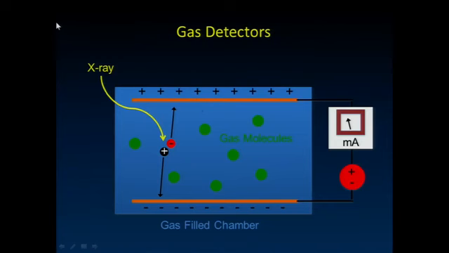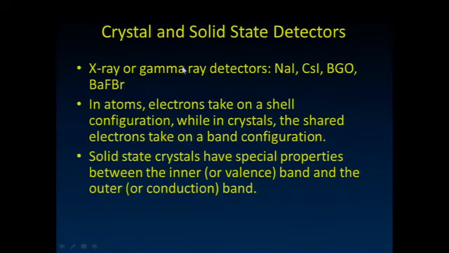A gas detector is pretty simple. X-ray comes in, interacts with the xenon gas here, liberates some charge, and we just measure the amount of charge, which is proportional to the X-ray energy that was detected. Crystals and solid-state detectors, there's a number of them that we'll hear and talk about in different imaging: sodium iodide, cesium iodide, bismuth germanium oxide, and in PET, barium fluorobromide.